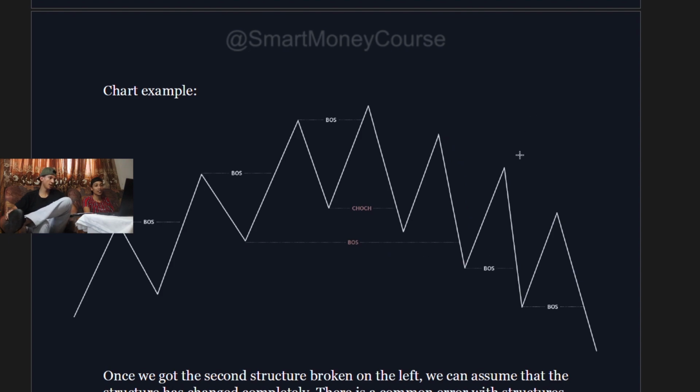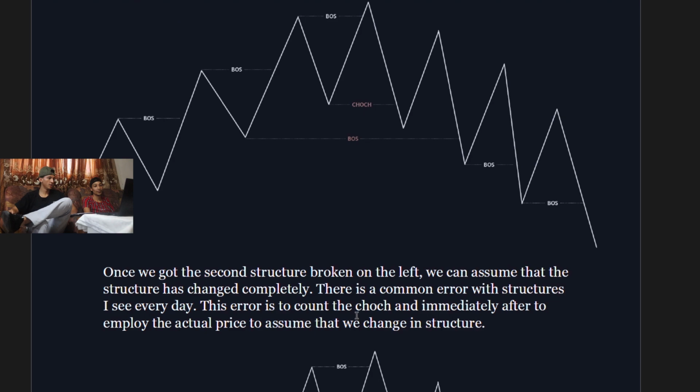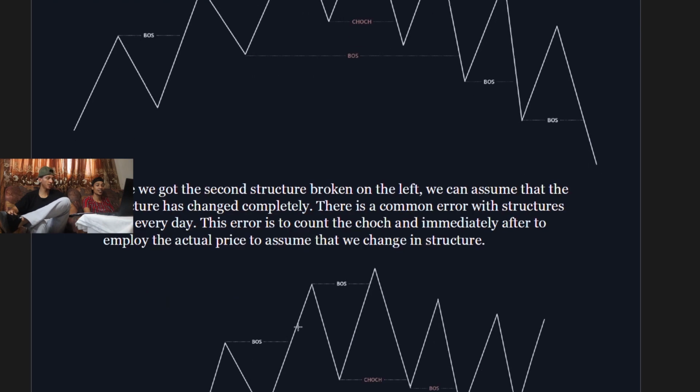Then we create lower highs and it becomes a bearish trend. Yes, there we go. Once we got the second structure broken on the left, we can assume that the structure has changed completely. There is a common error with structures I see every day. This error is to count the change of character, and immediately after to employ the actual price to assume that we changed the structure. So once again, pause the video if you want to look at this more briefly.